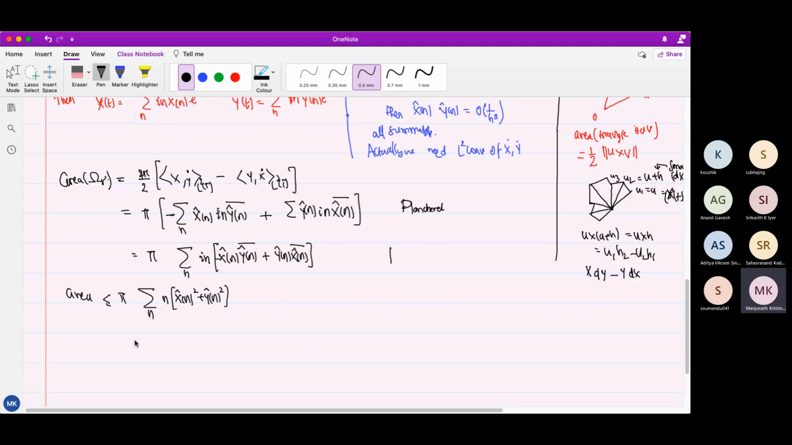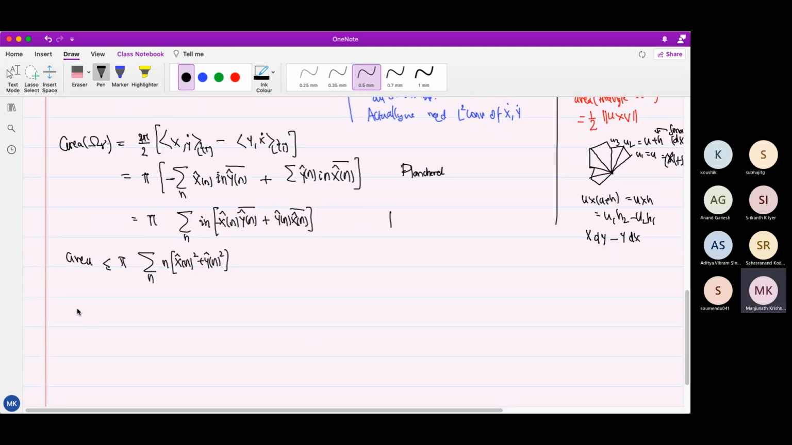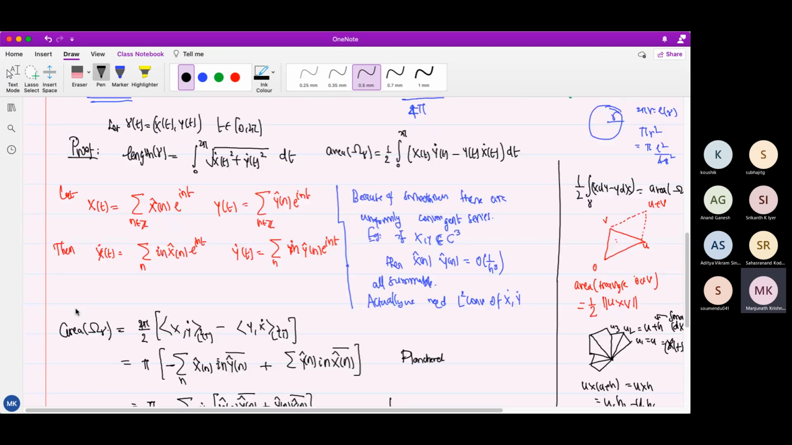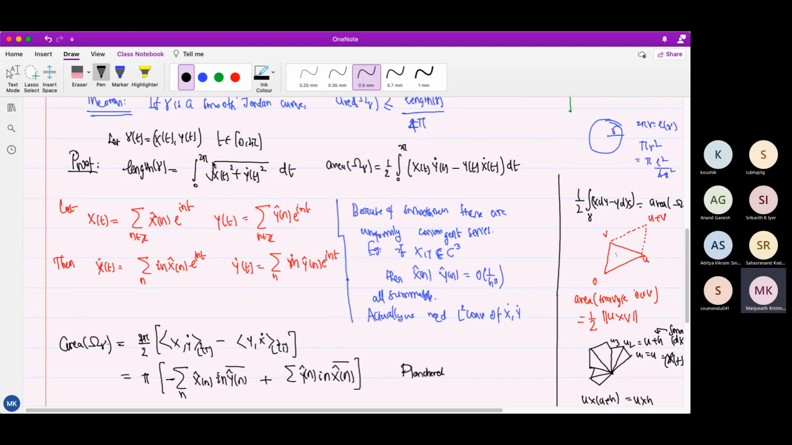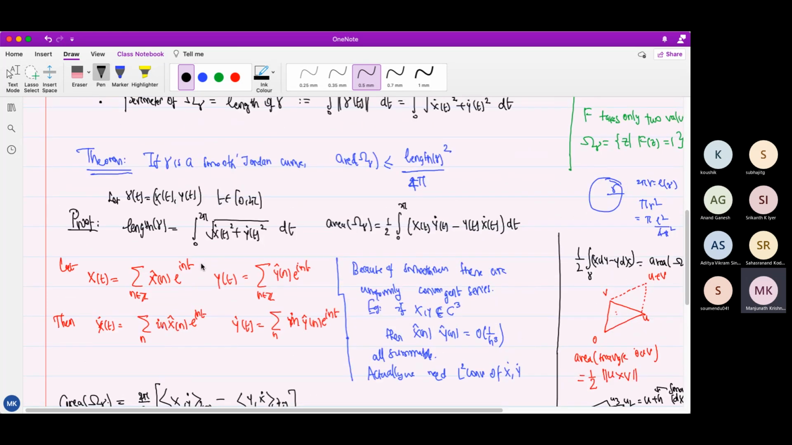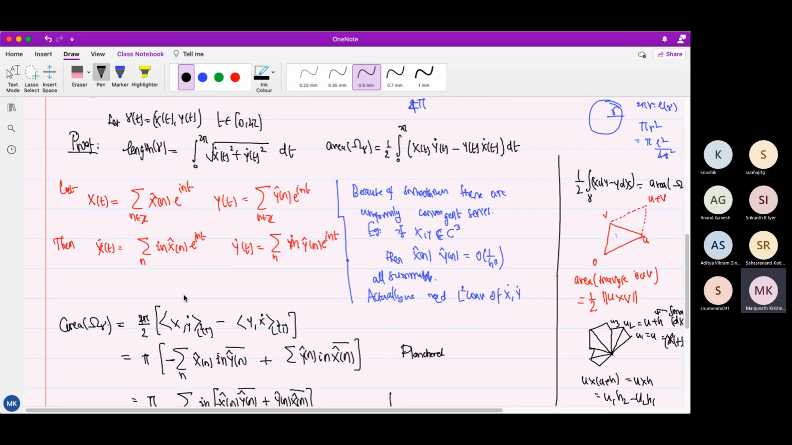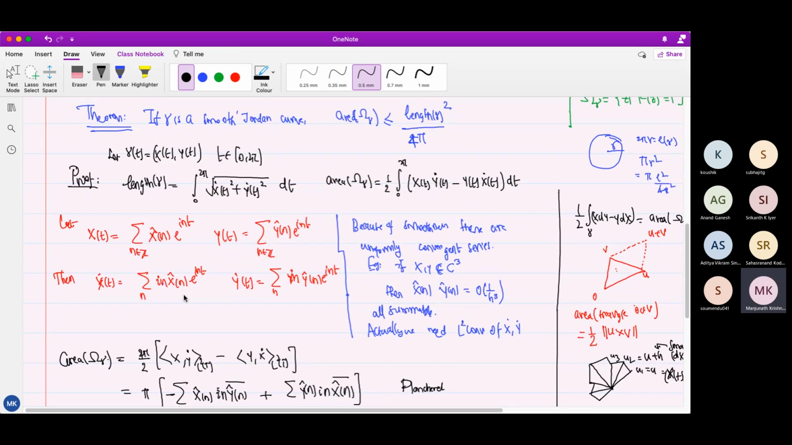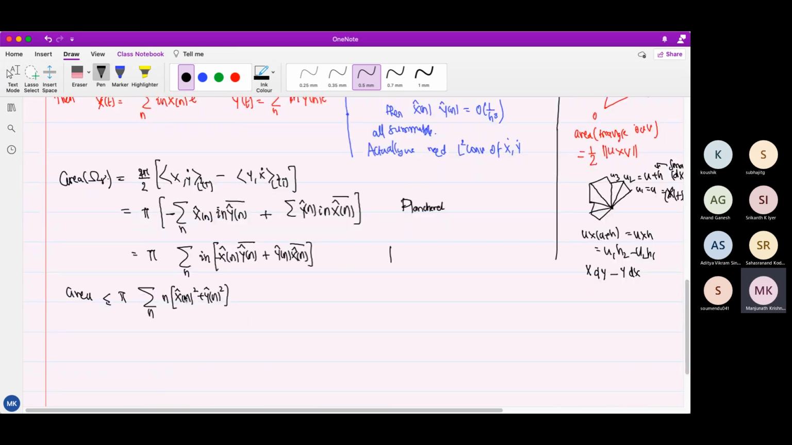The easiest way I can see, because I have a little bit of trouble figuring out how to do the square root: without the square root, this would have been Plancherel again. I could have said x dot squared is the sum of n squared times x hat of n squared, and y dot squared is the sum of n squared times y hat of n squared. So that would have been easy.